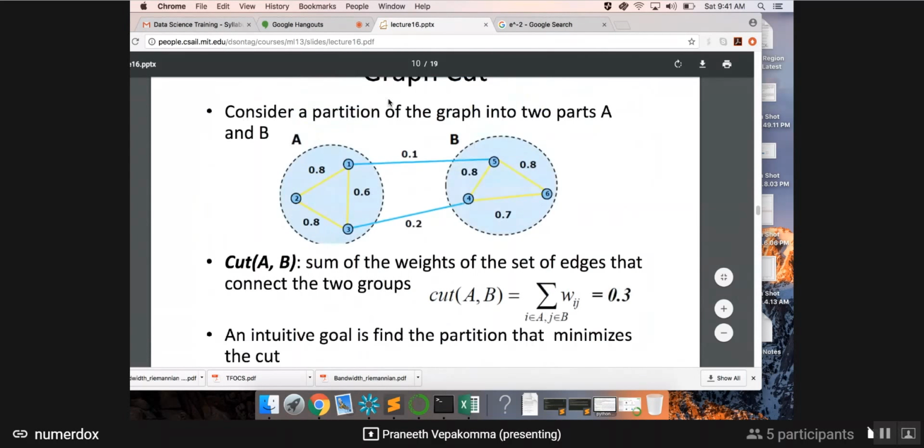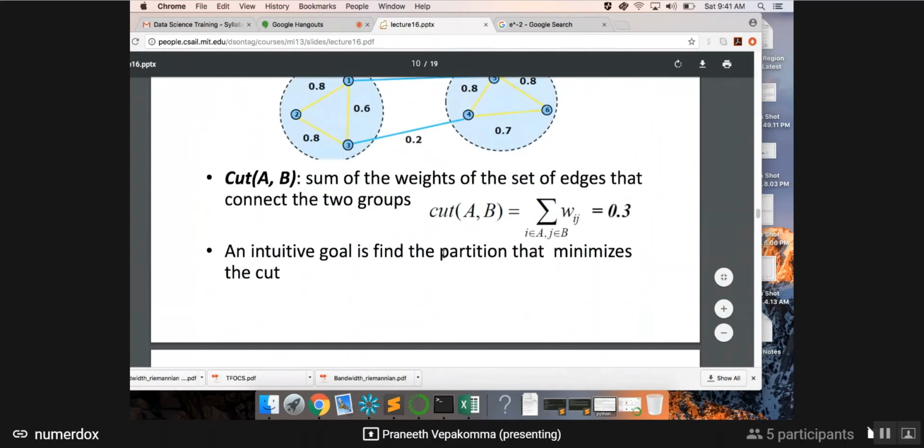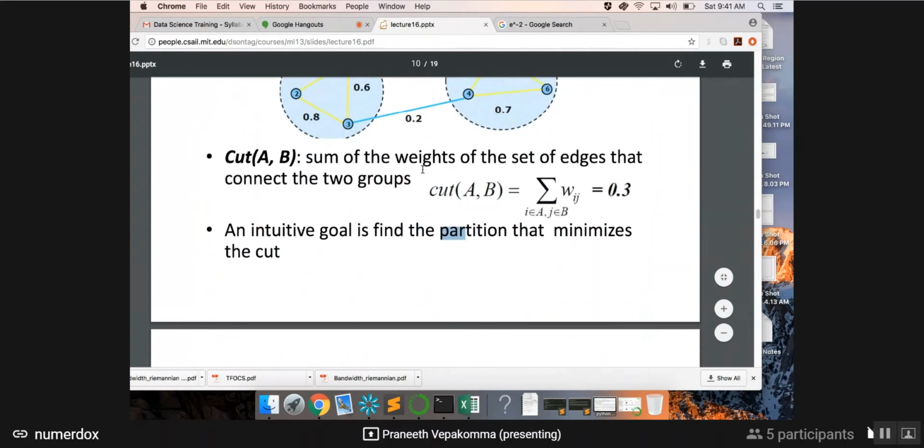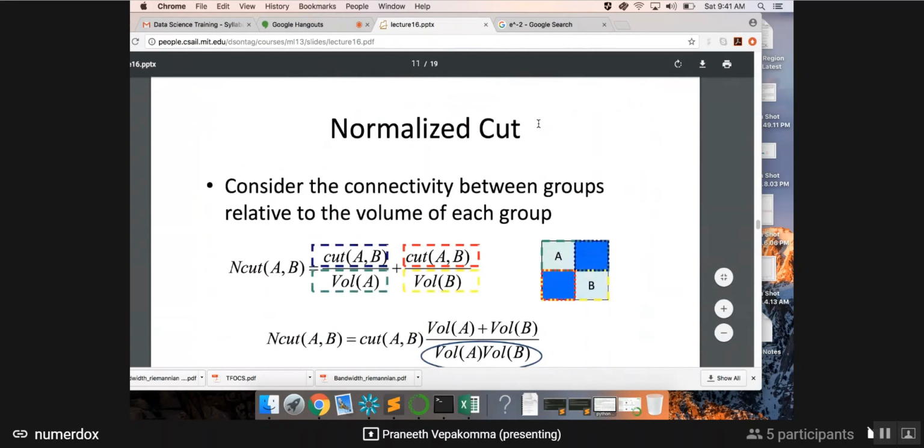So ideally, we want to partition the graph based on a criterion. Let's call it a cut. What is the cut? The sum of the weights of the set of edges that connect two groups. So this is a group, this is a group, the sum of weights of edges: 0.1 plus 0.2, 0.3. If this is minimum, which means you have separated these groups, the intuitive goal is to find a partition that minimizes this cut. You only want to connect in that way so that these two get separated.